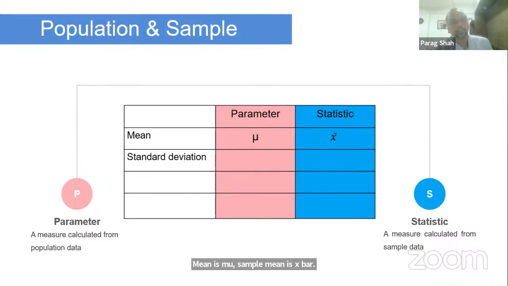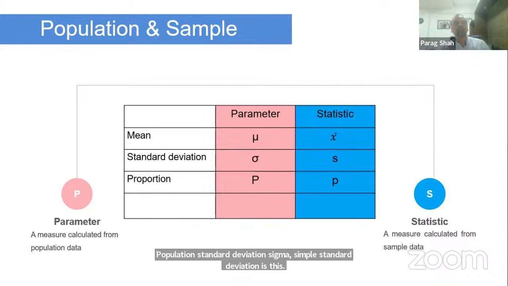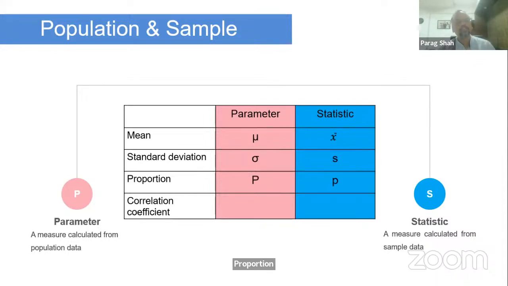Same way, standard deviation. Population standard deviation is sigma, sample standard deviation is S. For proportion it is capital P and small p. For correlation coefficient it is rho and R. This is rho.